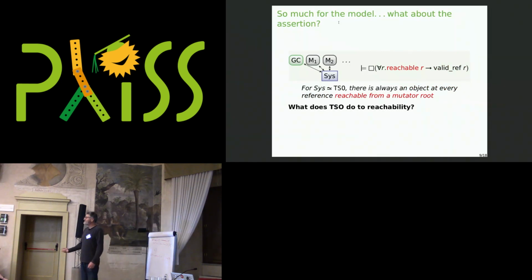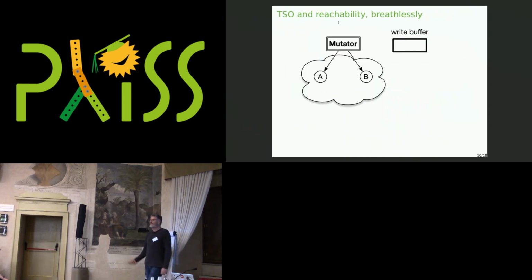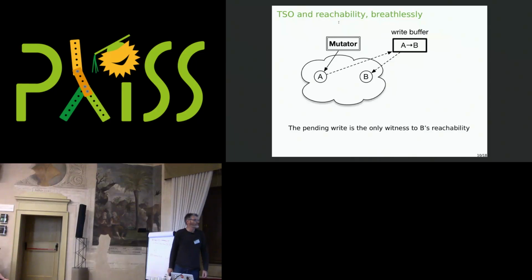The question now is, what does TSO do to our notions of reachability in this model? Because it can be the fact that the only reference to a live object is living in someone's store buffer. The collector inspecting the memory is not going to find that reference. It's perfectly reasonable that if I create a reference from A to B, that reference only lives here. And that the collector will not actually see that reference. That pending write is the only witness to B's reachability if we delete that reference to B.